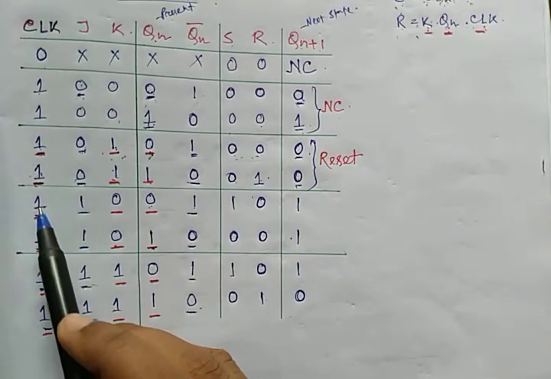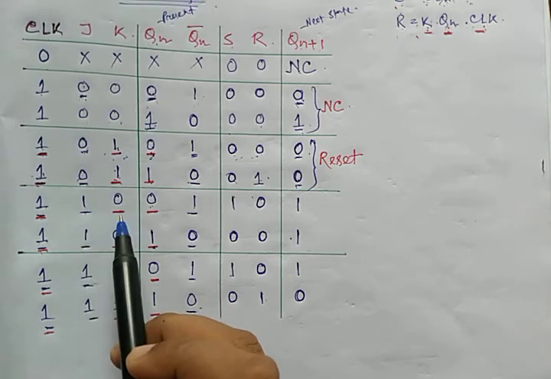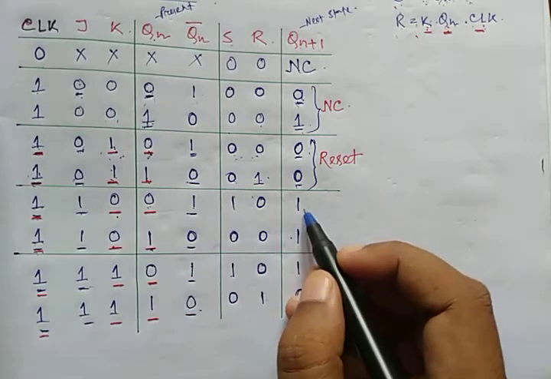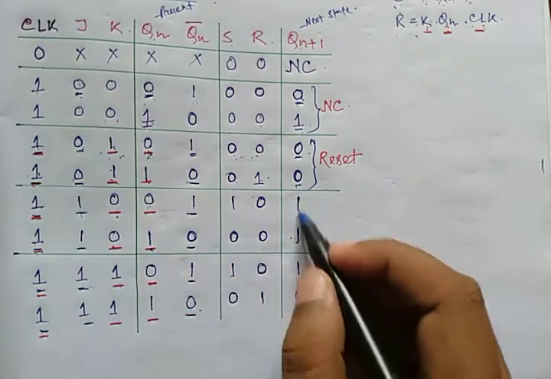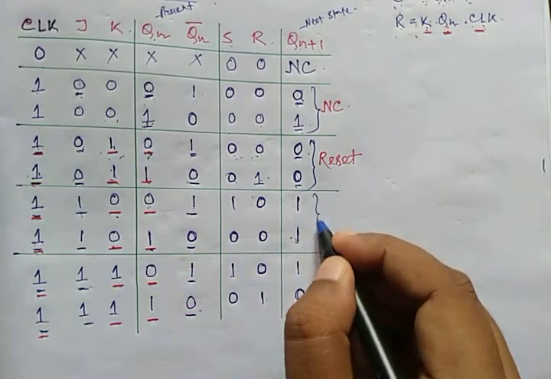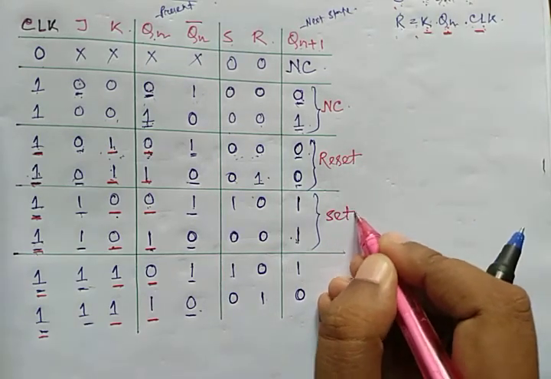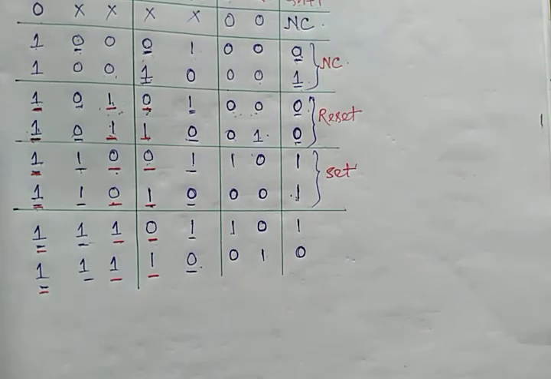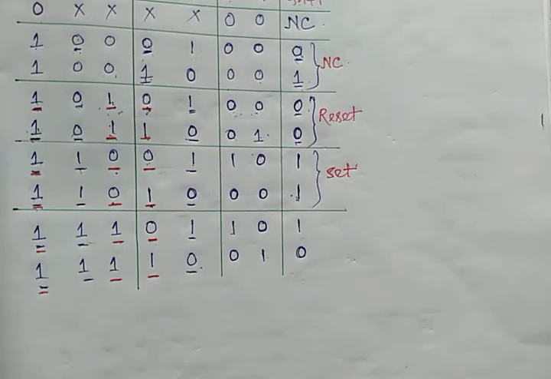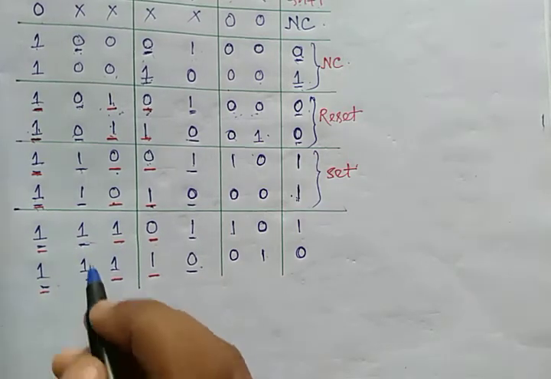In the third case, when the clock signal is 1 and J input is 1 and K is 0, we get the output as 1. In both the cases output is 1. So we can say this is the set condition. Okay, now this is our main state which can remove the forbidden condition of SR flip-flop.